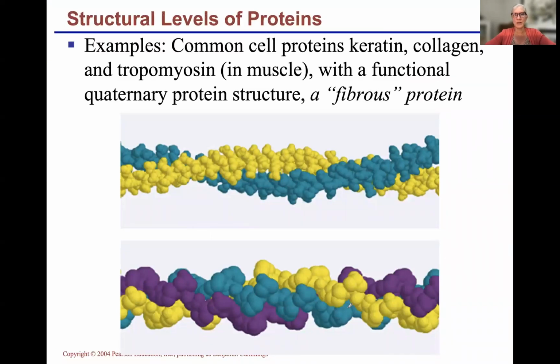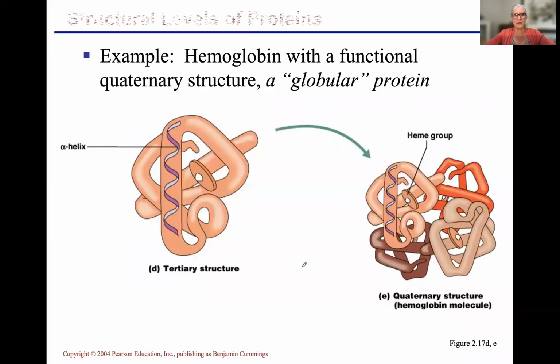Here are some examples of quaternary structures where you have a muscle protein, or you might see, let's see, keratin that you have in the skin and in hair. And here's how hemoglobin is built. You've got a tertiary structure, a single unit that comes together with 3 other subunits to make hemoglobin, which carries your oxygen in your red blood cells.